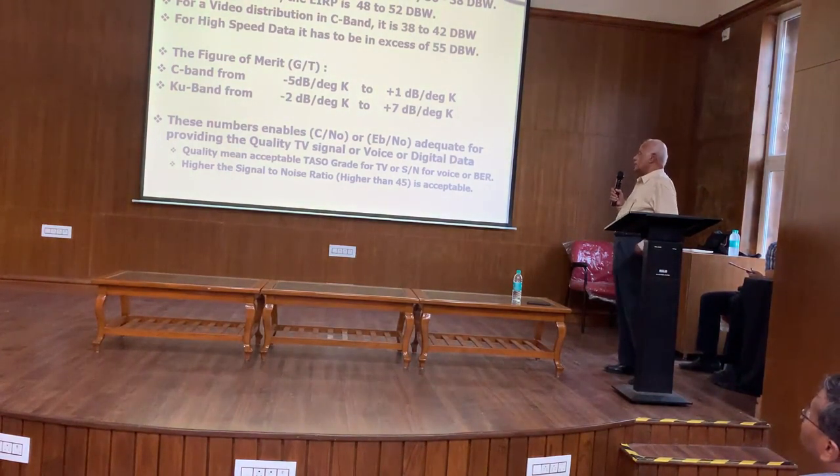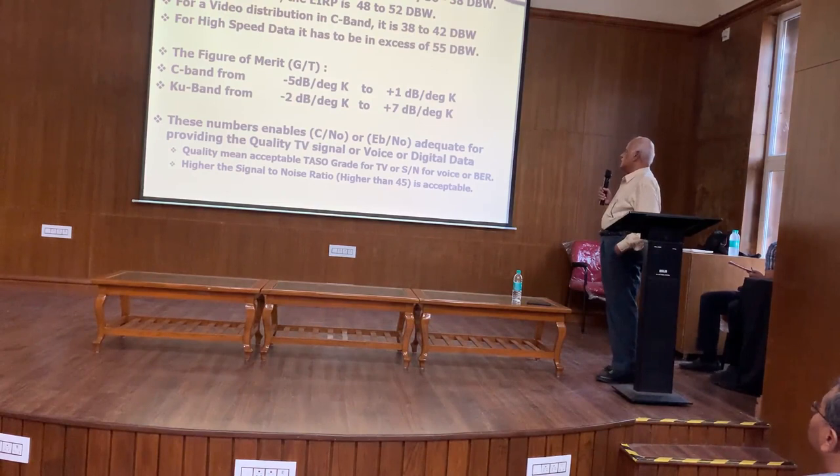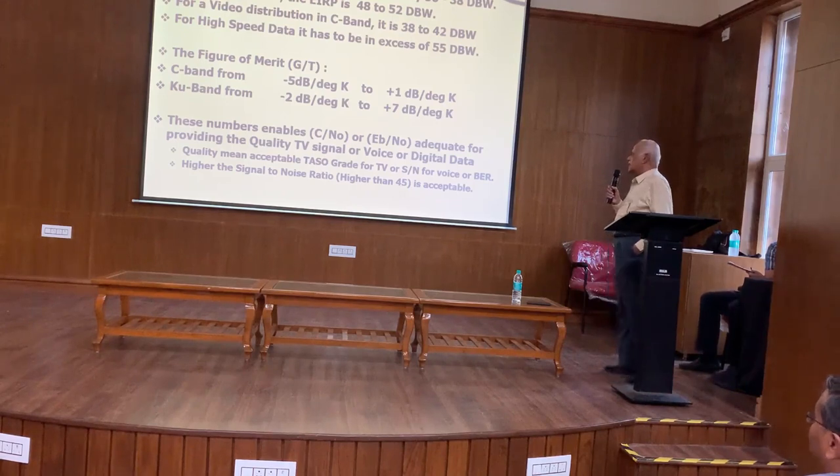The figure of merit, the gain of the antenna to the noise temperature G by T, for C band lies in the range of minus 5 dB per degree Kelvin to plus 1 dB per degree Kelvin.